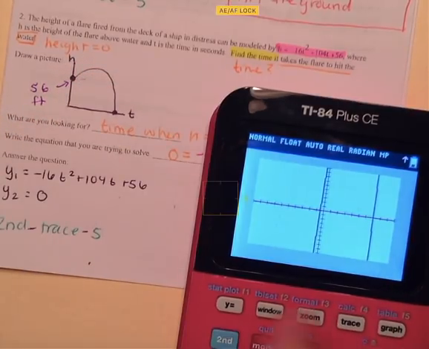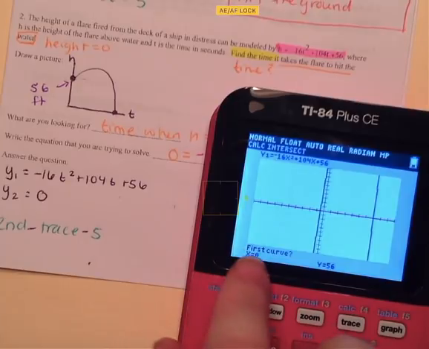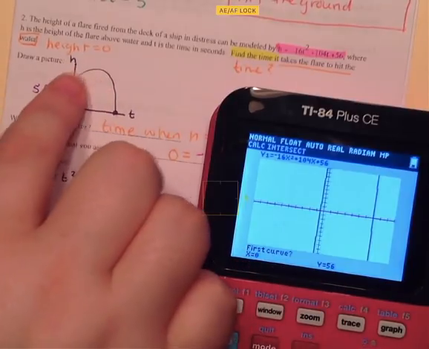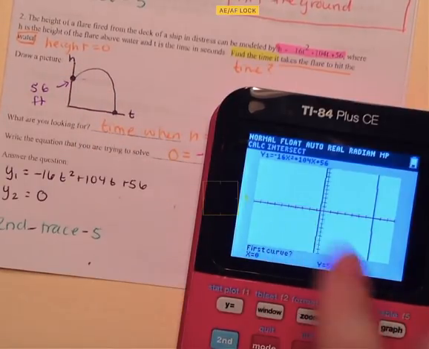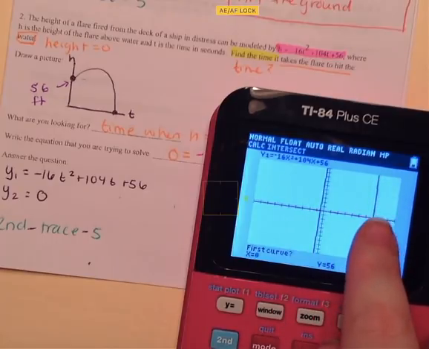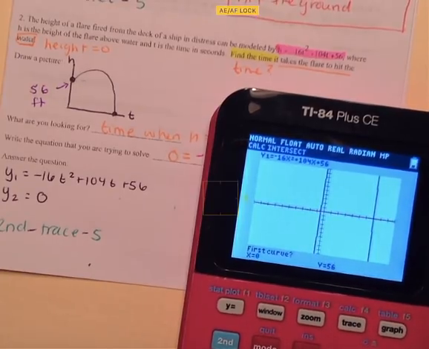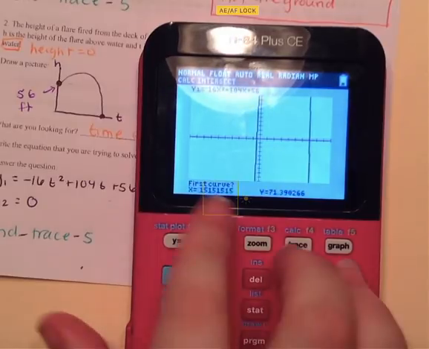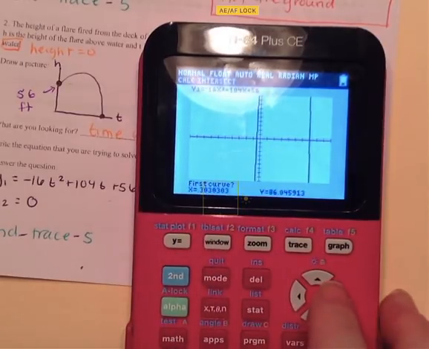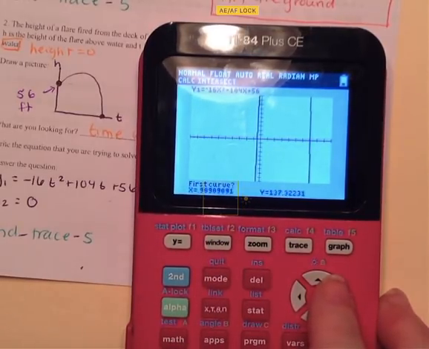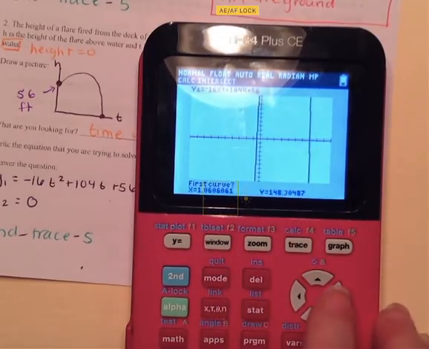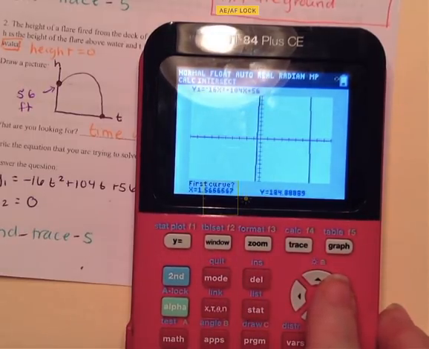So when we do our second trace 5, notice I'm at 0, 56 because that's my y-intercept. I know I need to keep it moving to the right so that the flare will hit the water. So I'm going to move it to the right, and my numbers are going to change. It has to come up, so my y values are still going up. And then I want it to start coming back down. Now the y values are starting to come back down. So now the flare is coming back down.